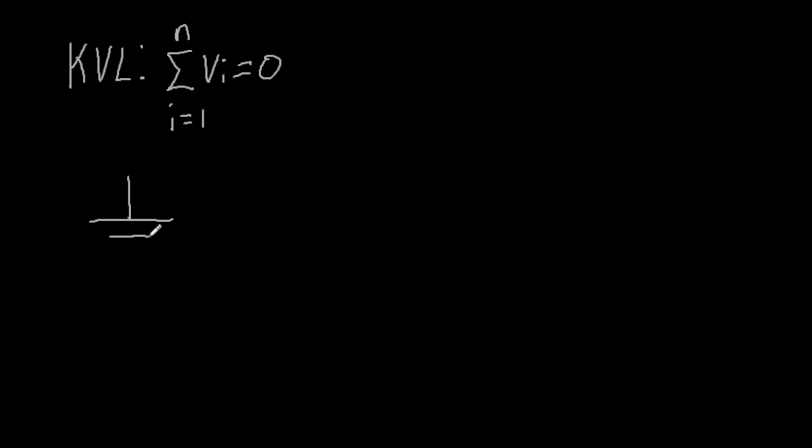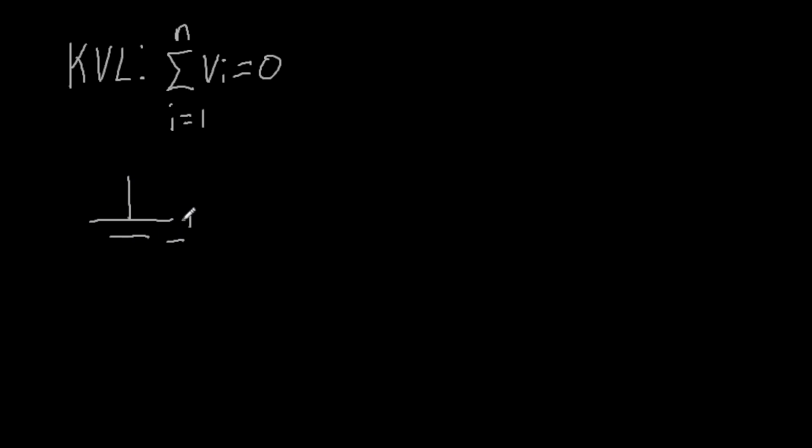So let's begin by discussing KVL, Kirchhoff's voltage law. KVL states that the sum of voltages around a closed loop in a circuit is equal to 0. So if we were to use KVL to analyze a circuit, we should really consider what affects the voltage in a circuit. So let's take a look at a voltage source.